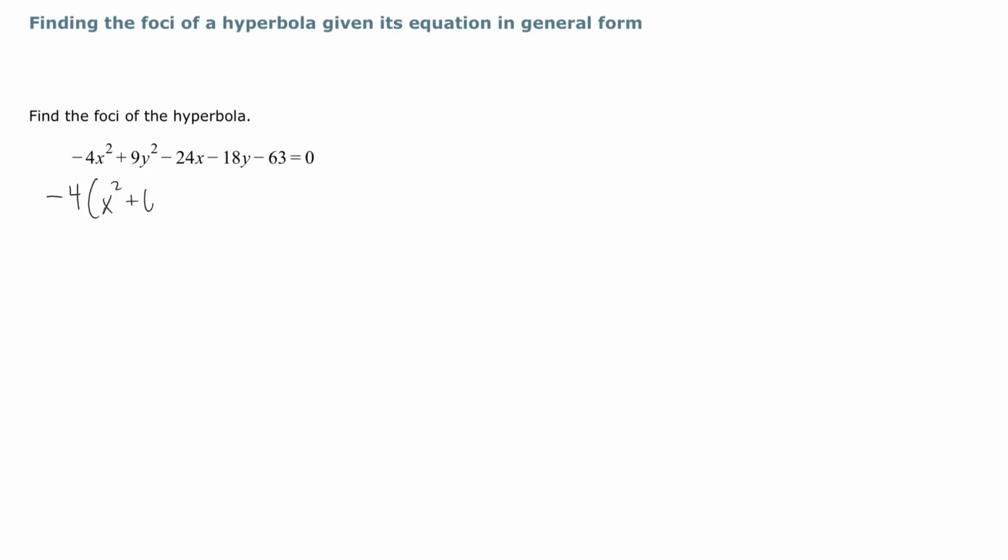We have a plus 6x. And we're going to leave a space there to complete the square. What else do we have? We have a plus 9, and then what do we have left? We have a y squared minus 2y. And then I don't want that 63 on the left-hand side of the equation, so I'm actually going to add 63 to both sides, and we get 63 over here.